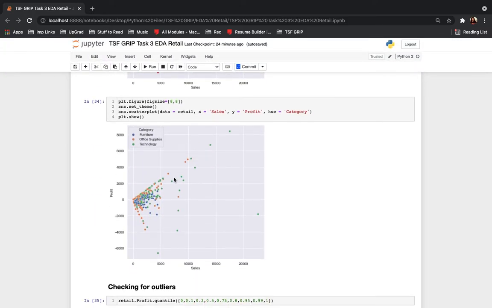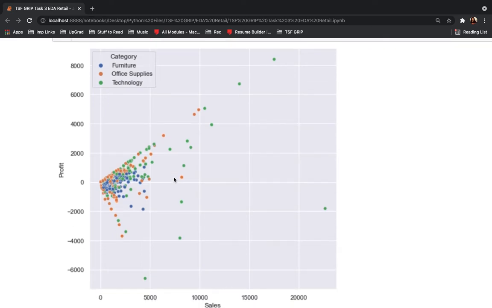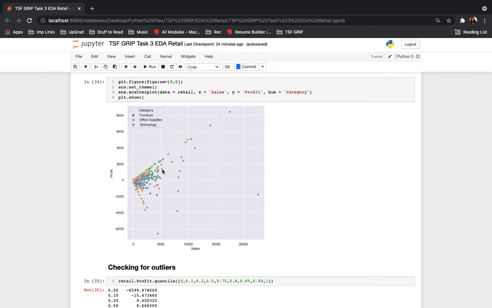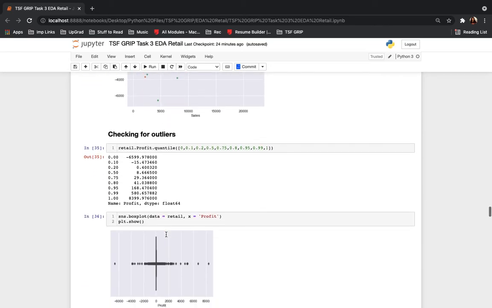Similarly, for categories, we have technology somewhere in both the zones. It's highly profitable as well as incurring some losses, but mostly this is clustered around zero, like no profit and no loss, like kind of at cost for furniture. And we have a lot of loss incurring office supplies category. There are some which have huge losses. Those are from technologies, and we'll see what is causing those losses as well.